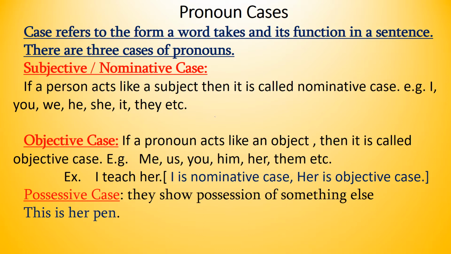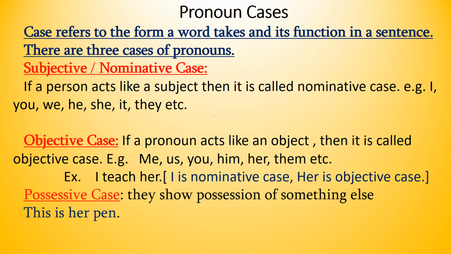What is meant by subjective case? If a pronoun acts like a subject, then it is called nominative case. For example, I, you, we, he, she, it, they, etc. Objective case means if a pronoun acts like an object, then it is called objective case. For example, me, us, you, him, her, them, etc.